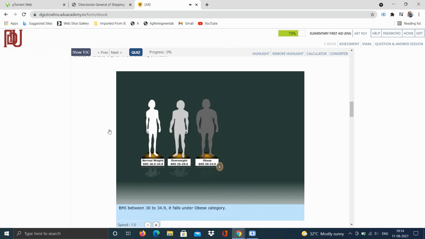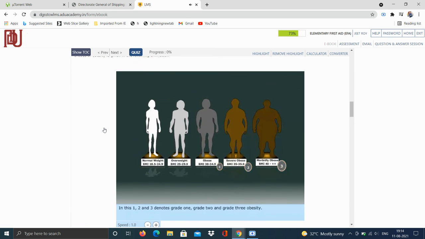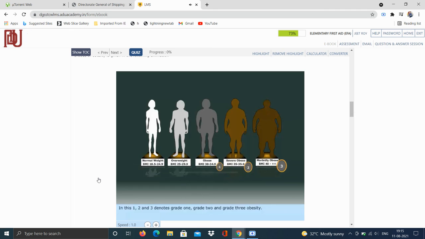BMI between 30 and 34.9 falls under the obese category. Severe obese has a BMI of 35 to 39.9. Morbidly obese has a BMI of over 40. In this, 1, 2, and 3 denote grade 1, grade 2, and grade 3 obesity.